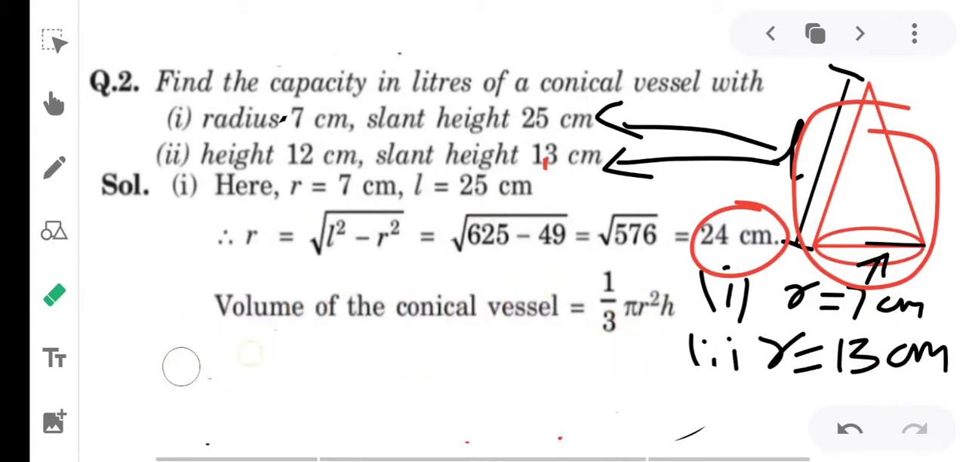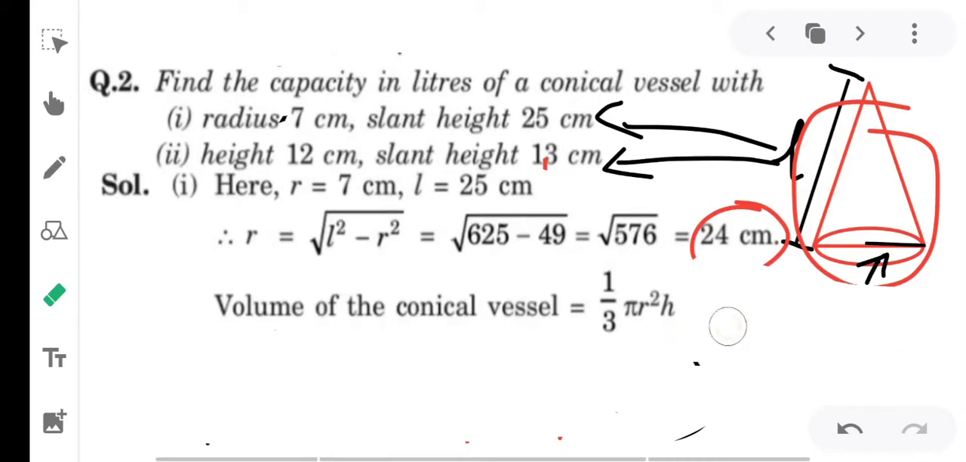यहाँ पर second question की जो value है वो भी आपके सामने दिया हुआ है, right? We have to find this value. So here the radius we have to find, right? Slant height is given, right? तो हम इसको यहाँ पर लिख देंगे, ठीक है?